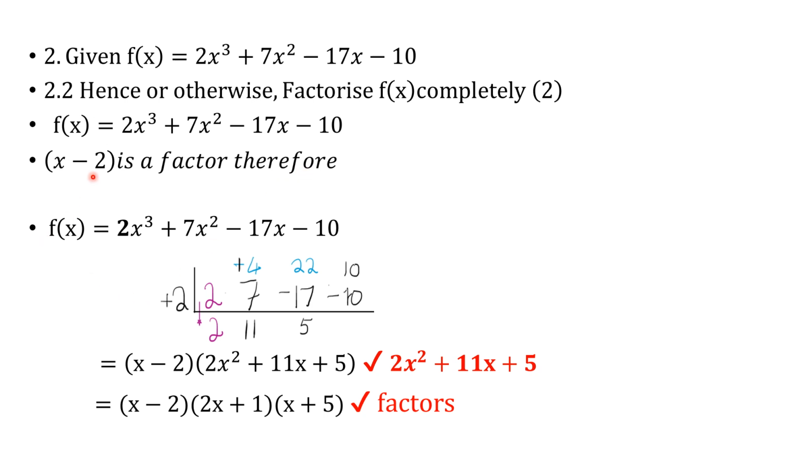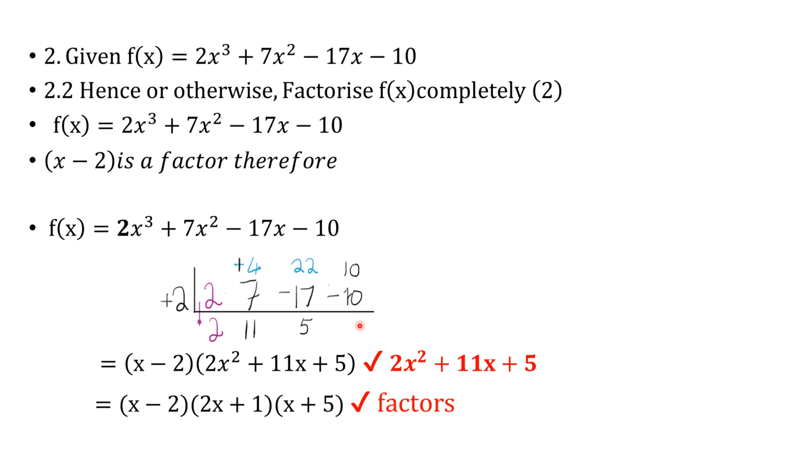So therefore, minus 2, I'm going to use 2. There: 2, 7, minus 17, minus 10. Those are the coefficients of the values in front of x cubed, x squared, x, etc. in the equation. So first, I carry 2 down. 2 times 2 gives me 4. 4 plus 7 gives me 11. 2 times 11 gives me 22. 22 minus 17 gives me 5. 2 times 5 gives me 10, and 10 minus 10 then gives me 0.